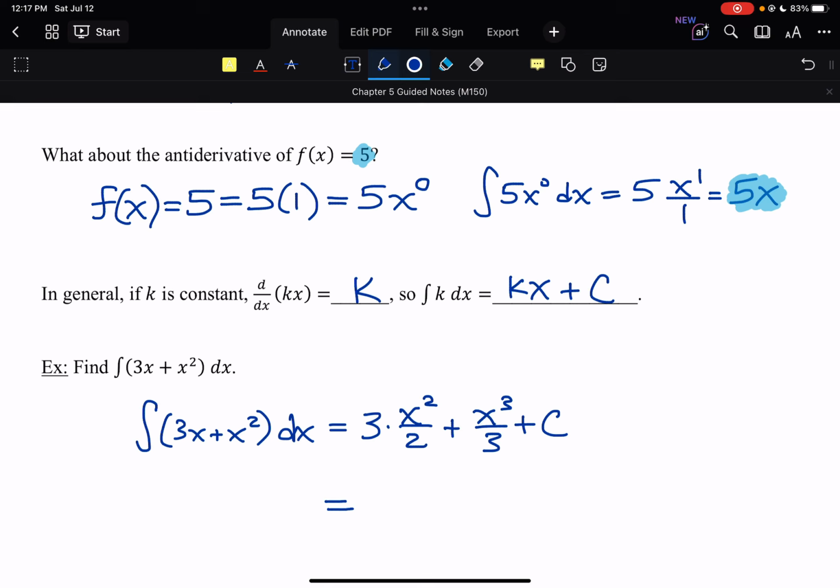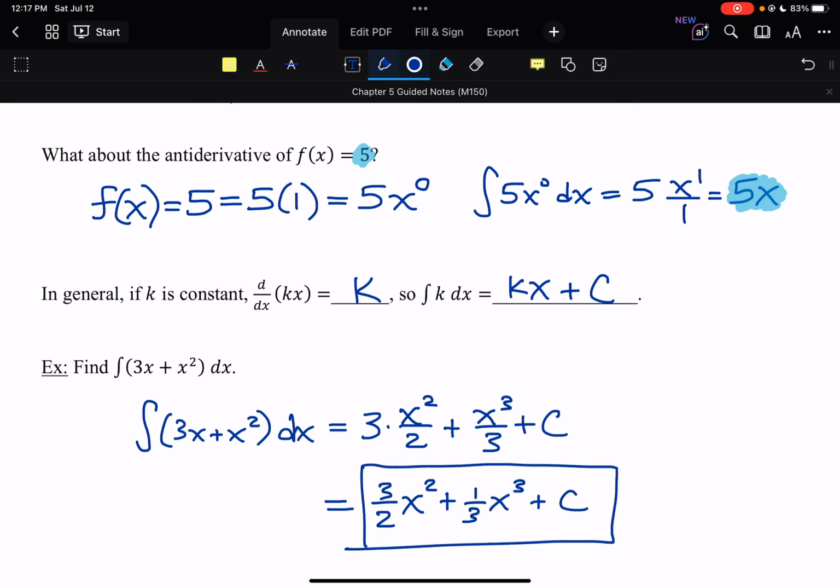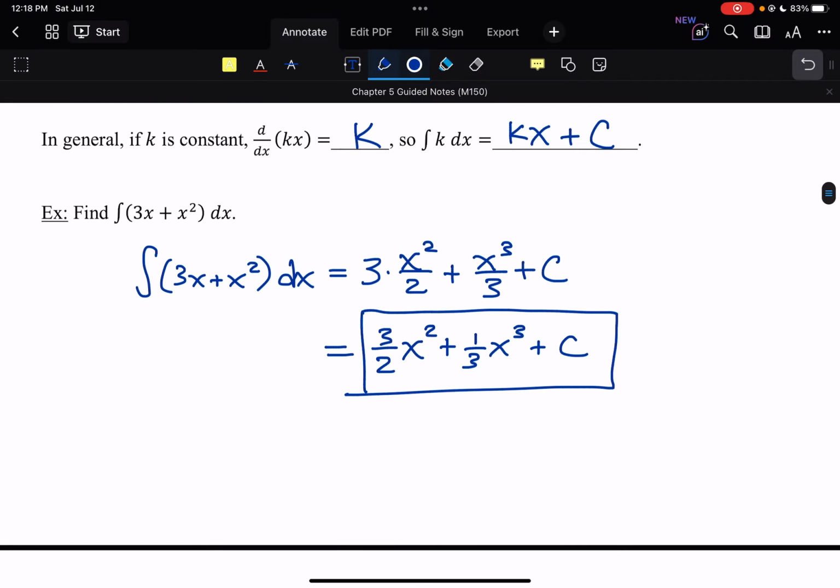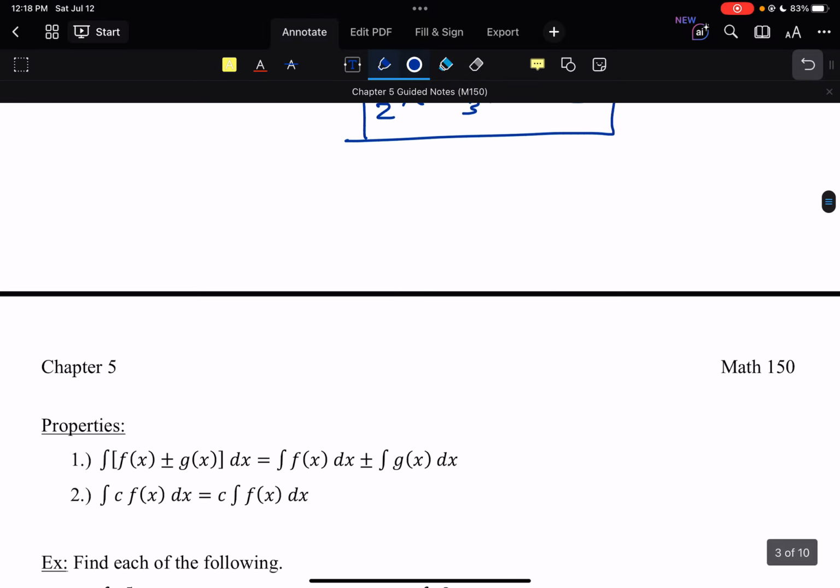And then if you wanted to make it look a little nicer, you could do 3 halves x squared plus 1/3 x cubed plus c, something like that. You don't necessarily have to pull it out of the fraction, but you can. So there's different ways of writing that in its final form. Now, in order to solve problems like this, where you have constant multiples, like the 3x, and you have sums and differences, we do need a couple of properties here, just at the top of the next page.